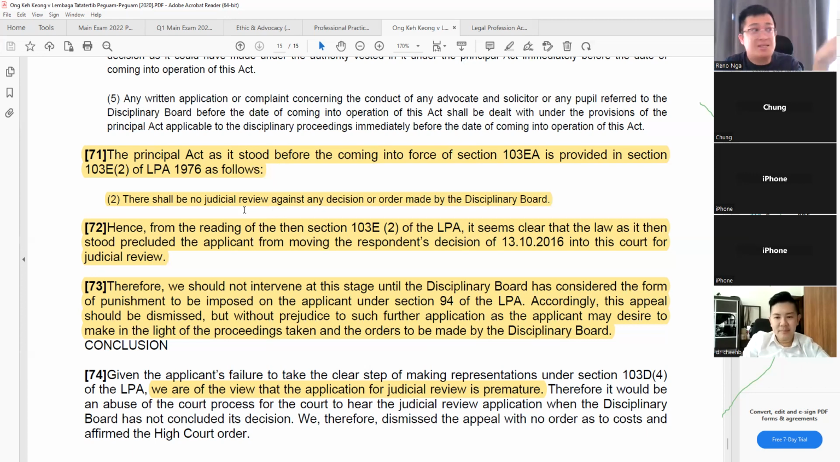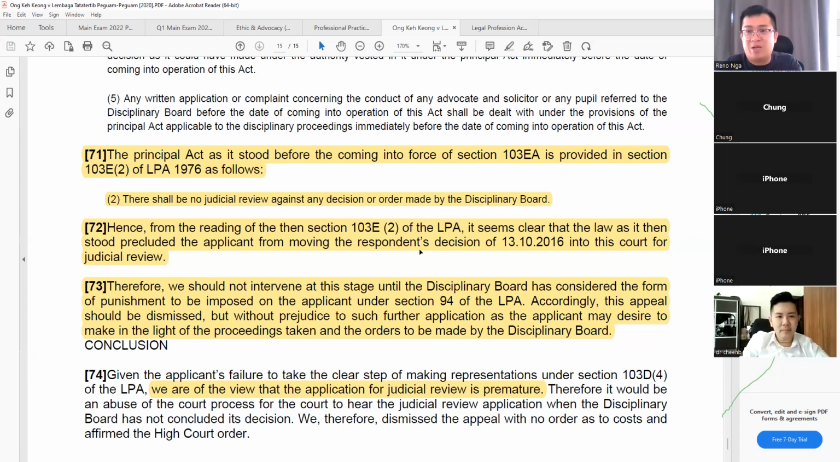Because like I said, last time there was an express provision saying you cannot file judicial review. But right now they have removed the wording. So the court recognizes it and says, actually you can file judicial review. But then, pursuant to the principle we know, we are reluctant to accept the case where you still can appeal. And in this case, they haven't appealed yet.